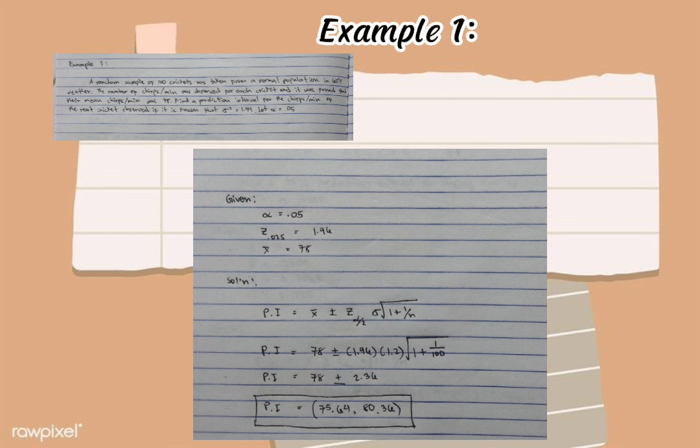After that, you just simplify. So 78 plus or minus, you just multiply 1.96 times 1.2 times square root of 1 plus 100 over 100. The answer that comes out is 2.36. After that, you solve 78 plus or minus 2.36, and the result is 75.64 and 80.36. And that's how we can get the prediction interval of a problem.